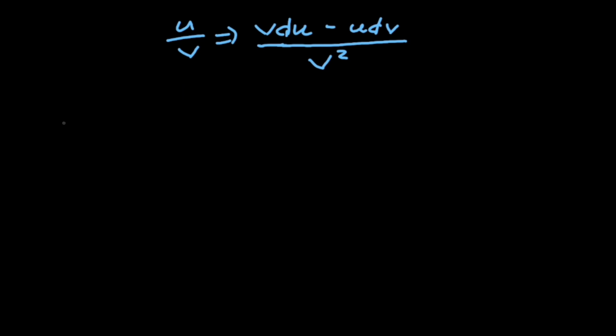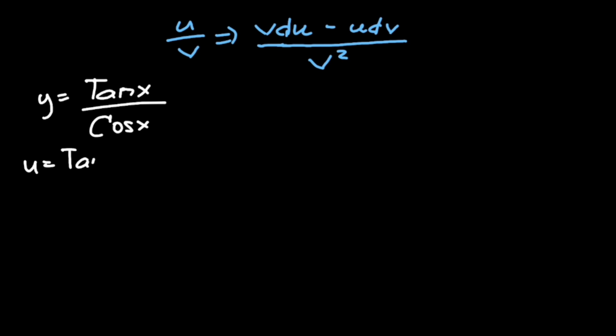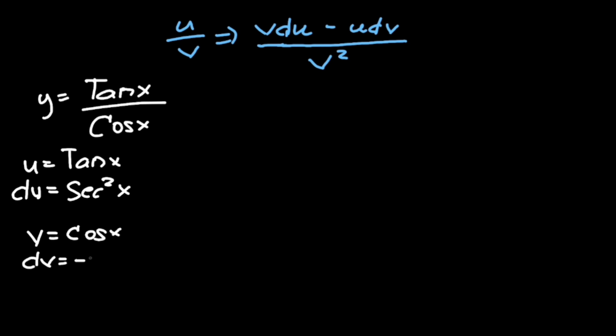Let's try another trigonometry example. Y is equal to tan of x over cosine of x. U will be tangent of x, and the derivative of tangent of x is secant squared x. V will be cosine of x, and derivative of V will be negative sine of x.